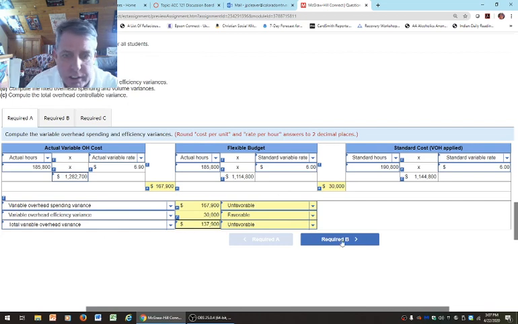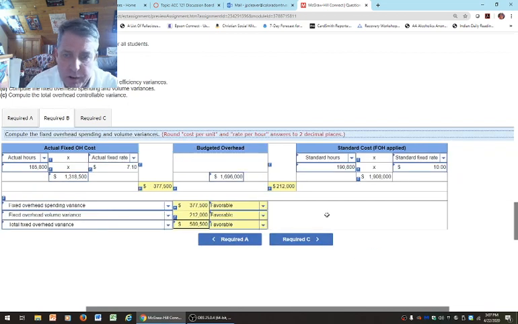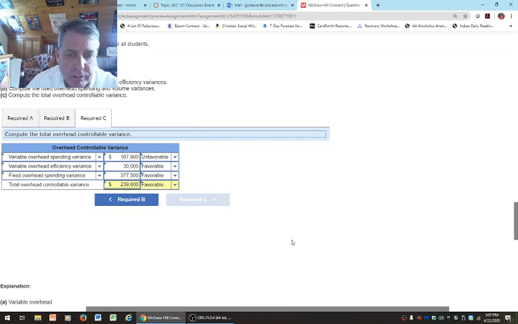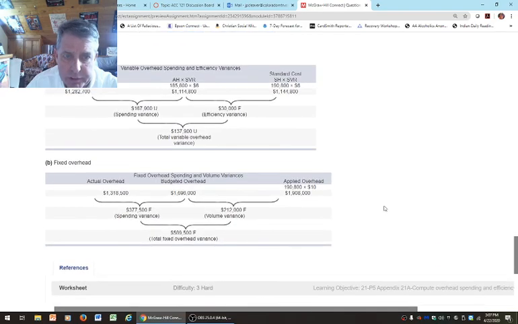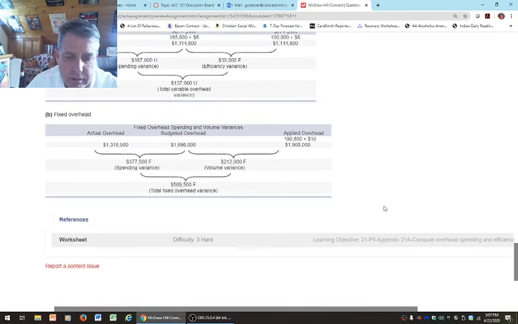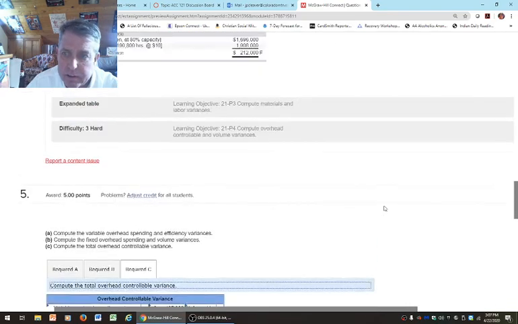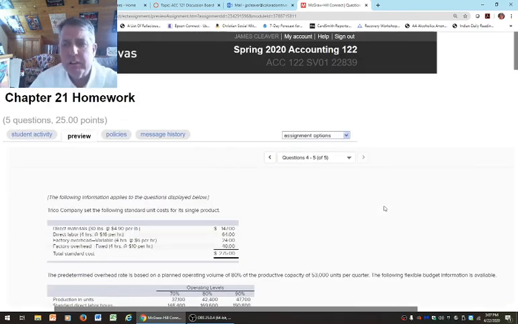There's A and B, round cost per unit, rate per hour to 2 decimal places, right? Use your head. And there's C, and here's what it looks like in the explanations. Yes, yes. 4 and 5 of 5, that's it. That's chapter 21.